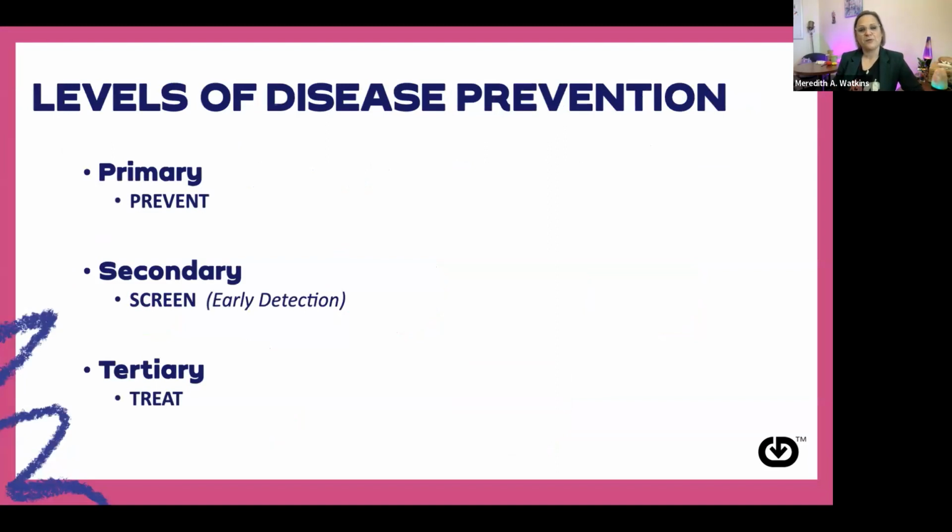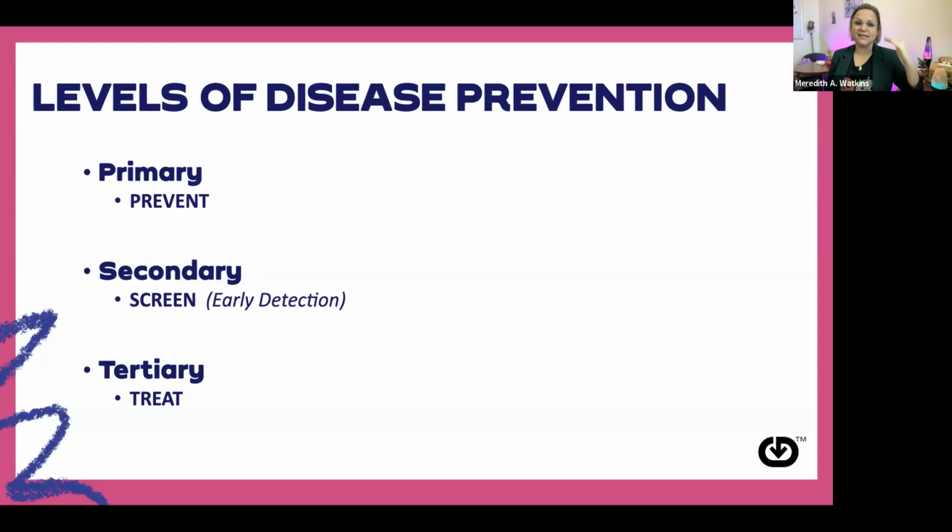The next component of community health nursing is the levels of disease prevention. This is kind of like upstream thinking. Always the goal is to prevent illness, disease, and injury from happening, because it's easier to prevent it, and it's also cheaper to prevent it than to treat it. So there are 3 levels of prevention: primary, secondary, and tertiary.